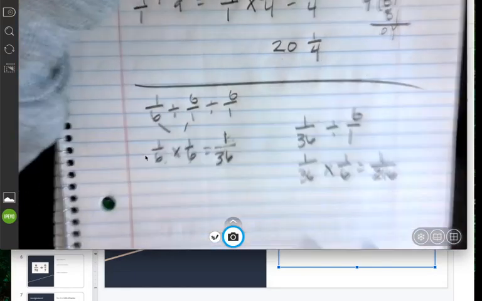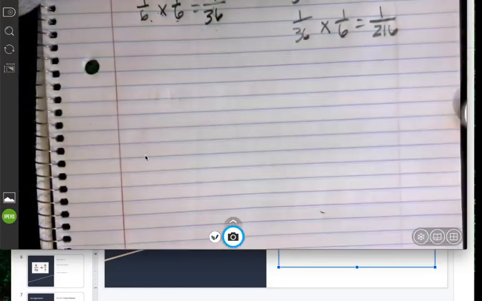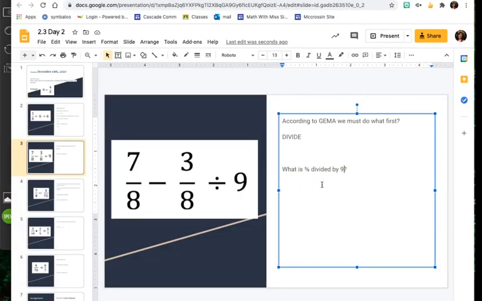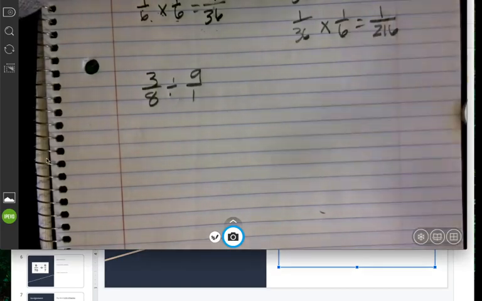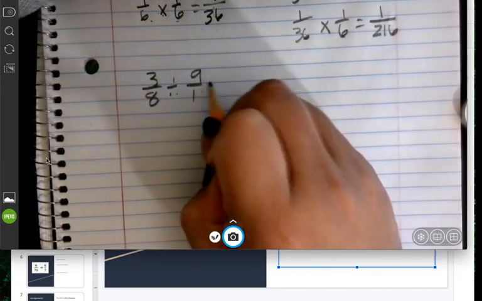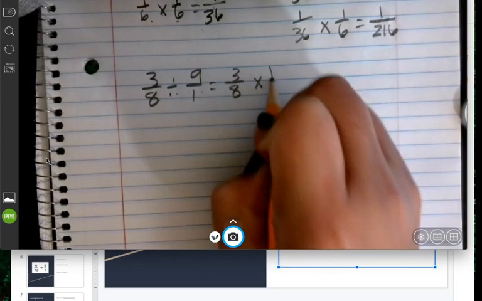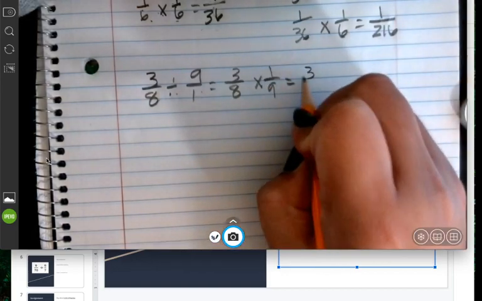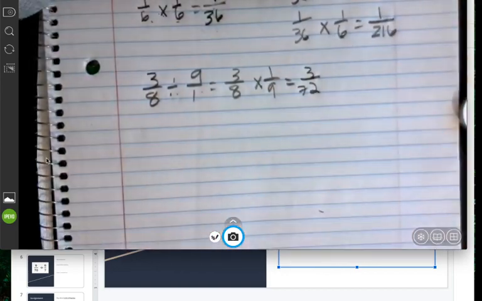Let's look at our notes, or our scratch paper. What was the question again? I already forgot. 3/8 divided by 9 over 1. So keep, change, flip. 3/8 times 1/9. 3 72s.